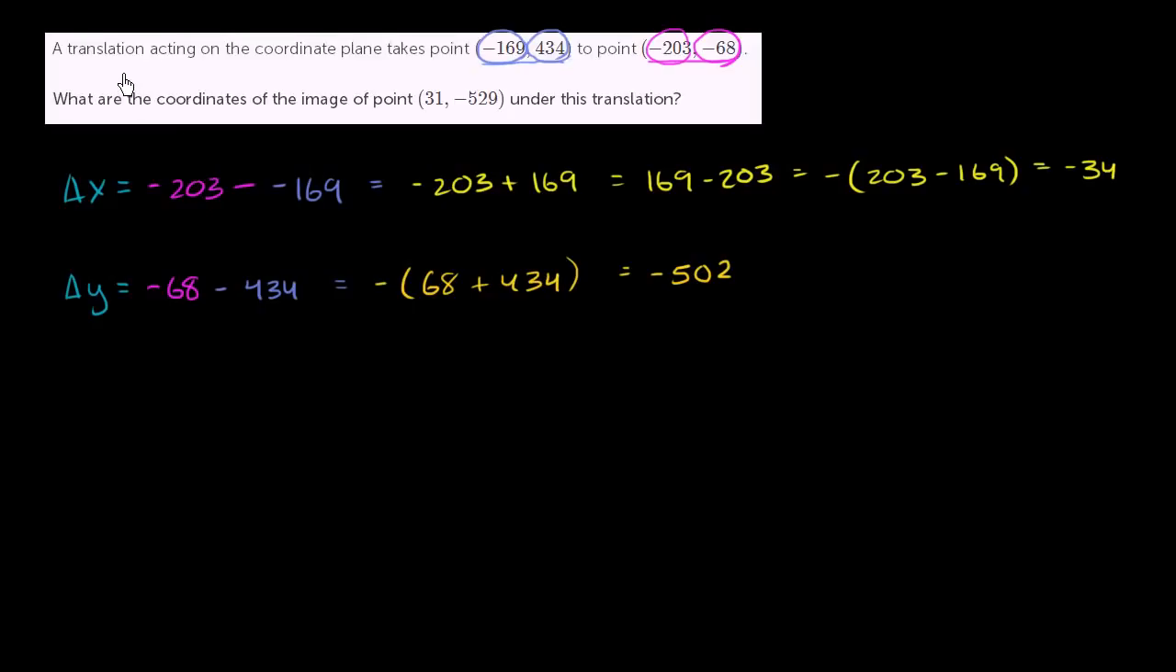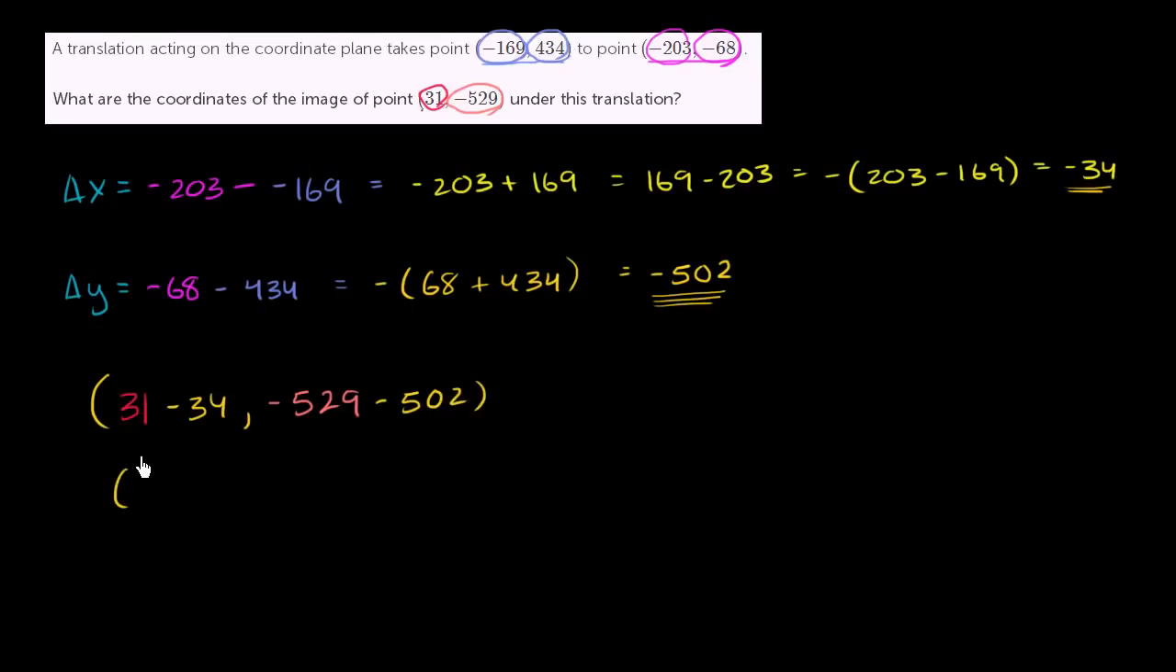So this translation shifts us in the x direction by negative 34, and it shifts us in the y direction by negative 502. So if we're starting at 31, comma negative 529, we're going to end up at 31 minus 34, that's how much we're going to shift it, and negative 529 minus 502.